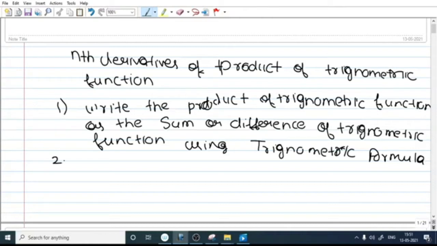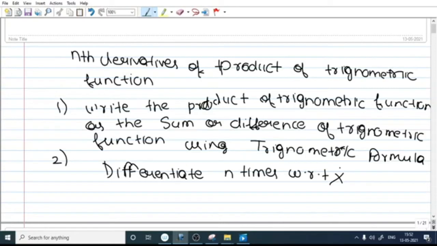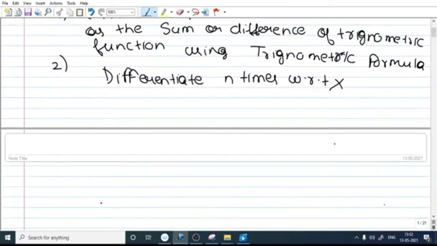Then in the next step, we have to differentiate n times with respect to x. After breaking the product into a sum or difference, we differentiate it with respect to x. Third, while differentiating we use the nth derivative formulae.